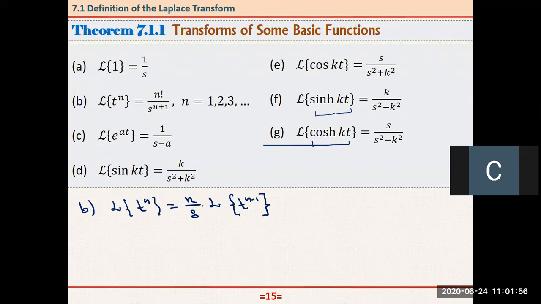That is equal to, for example, sinh of kt. What is it? It is e to the power kt minus e to the power minus kt, over 2. How about cosh of kt? That's equal to e to the power kt plus e to the power minus kt, over 2.